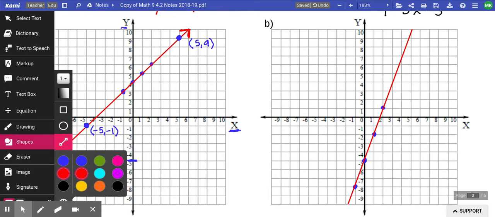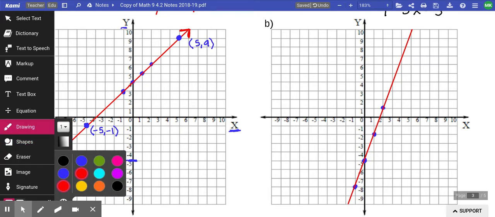And again, you put arrows on your line. That tells you that line goes forever. Just because our graph stopped doesn't mean our line stopped. And again, I could read this line to give you more points on it.